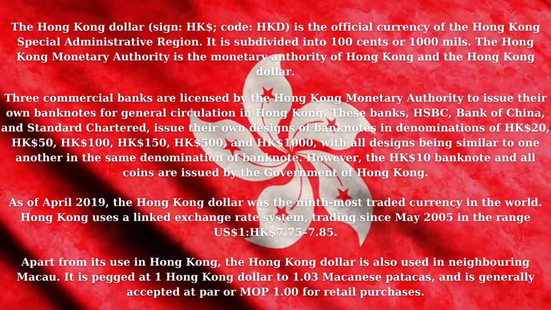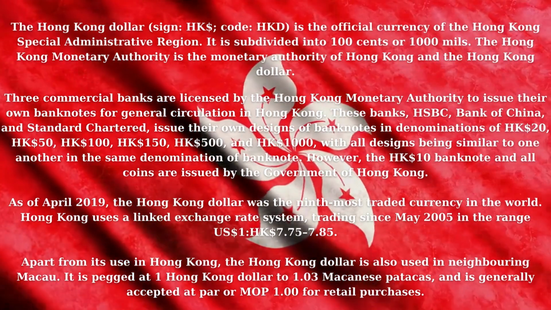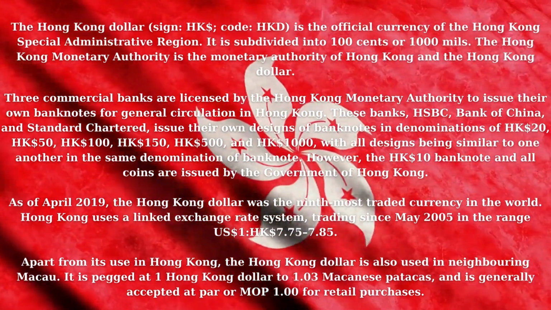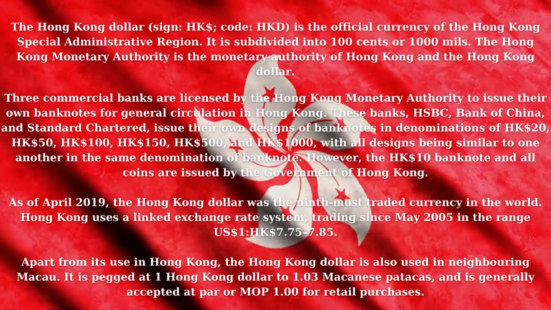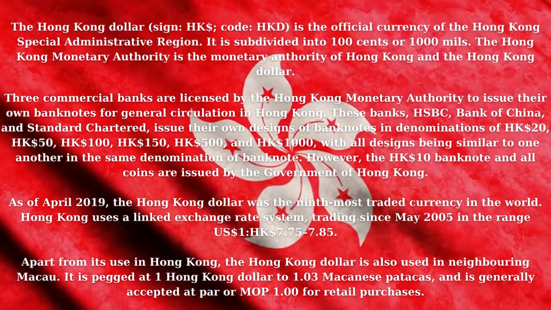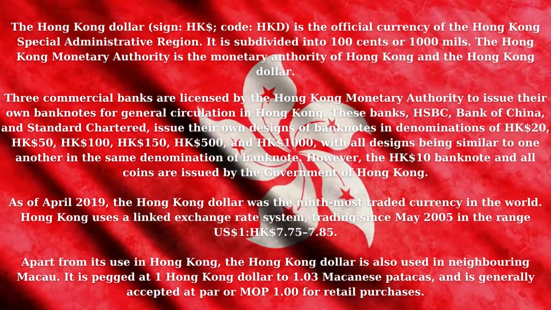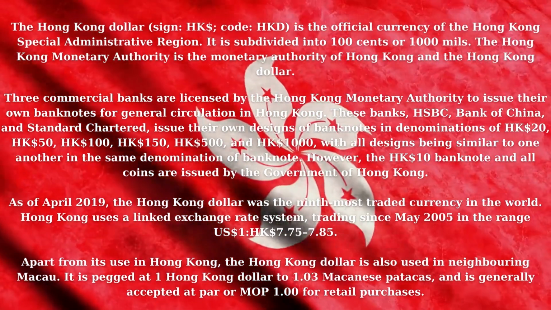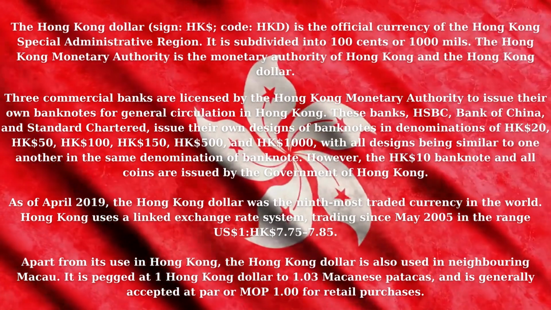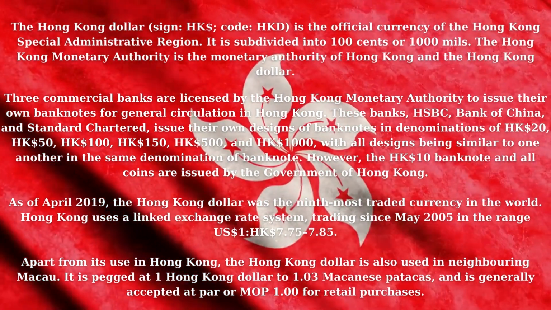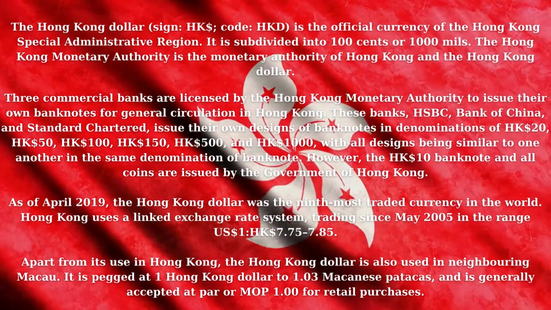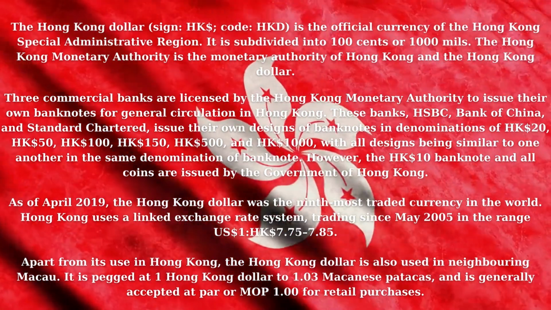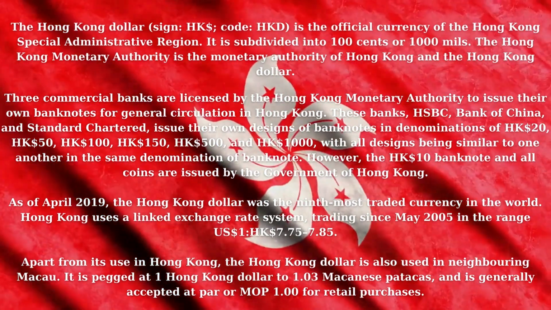Hong Kong. These banks, HSBC, Bank of China, and Standard Chartered, issue their own designs of banknotes in denominations of 20 Hong Kong dollars, 50 Hong Kong dollars, 100 Hong Kong dollars, 150 Hong Kong dollars, 500 Hong Kong dollars, and 1,000 Hong Kong dollars, with all designs being similar to one another in the same denomination of banknote. However, the 10 Hong Kong dollars banknote and all coins are issued by the government of Hong Kong.